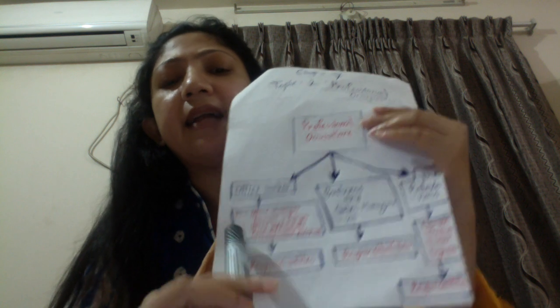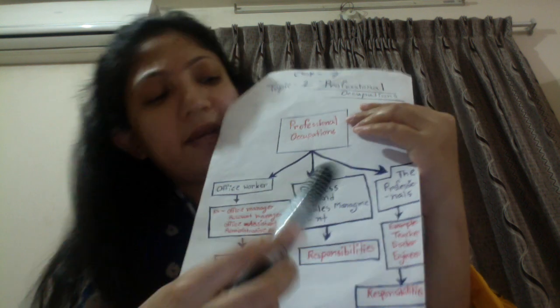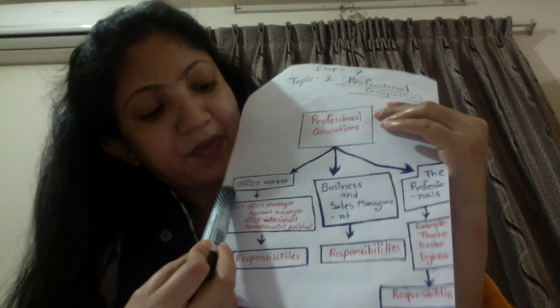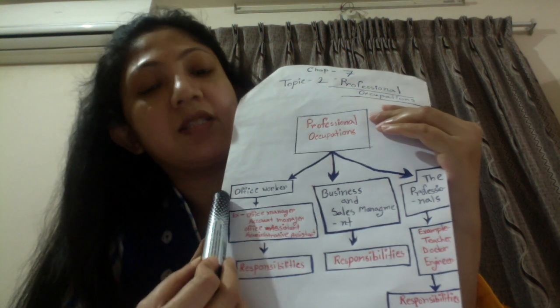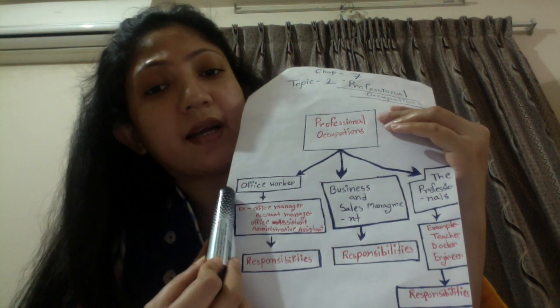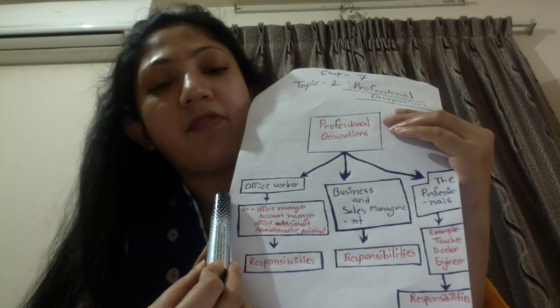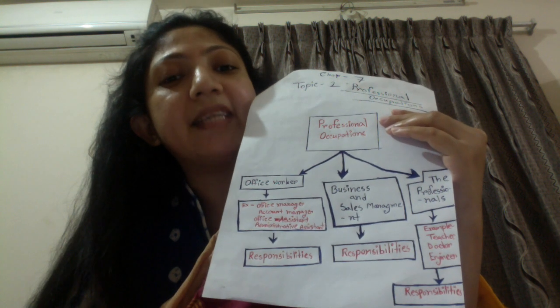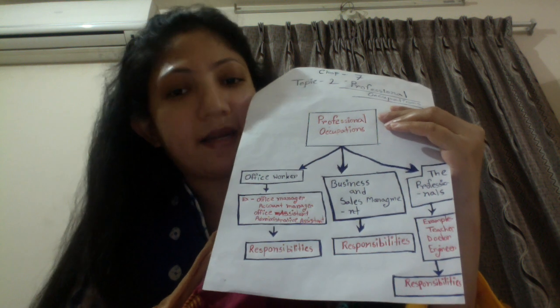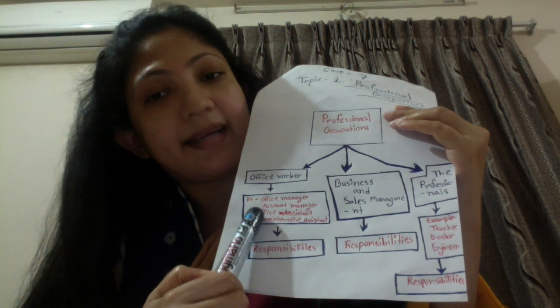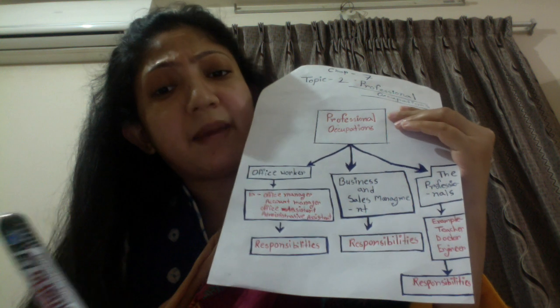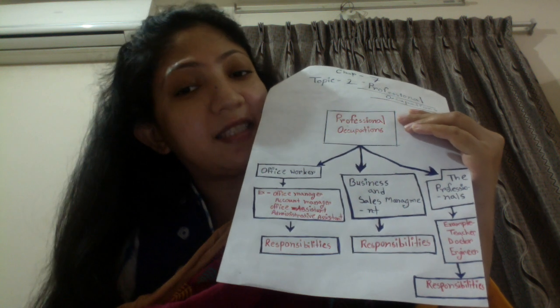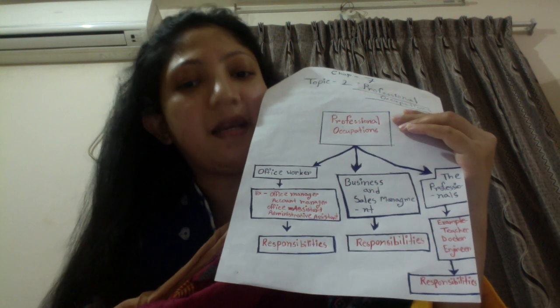Now we are here to discuss only three of the professional occupations. The first one is the office worker. What is called office workers? Those who work in an office and are specially engaged in administrative work. This is called the office worker. Examples are office manager, account manager, office assistant and administrative assistant.